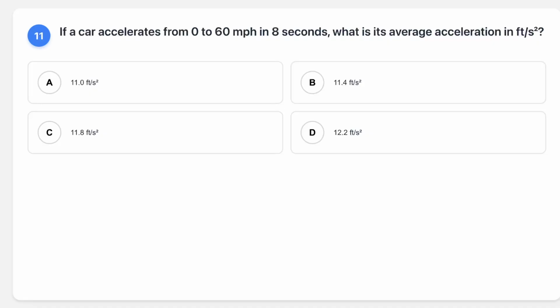Question. If a car accelerates from 0 to 60 miles per hour in 8 seconds, what is its average acceleration in ft/s²? Option A. 11.0 ft/s². Option B. 11.4 ft/s². Option C. 11.8 ft/s². Option D. 12.2 ft/s².